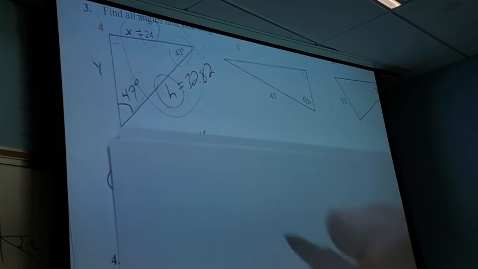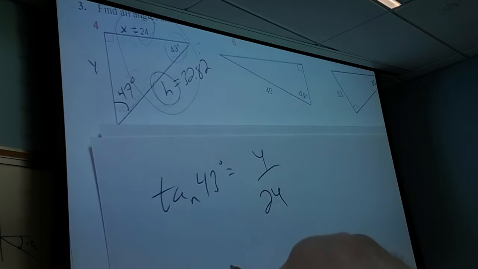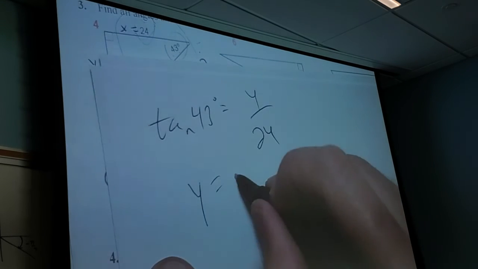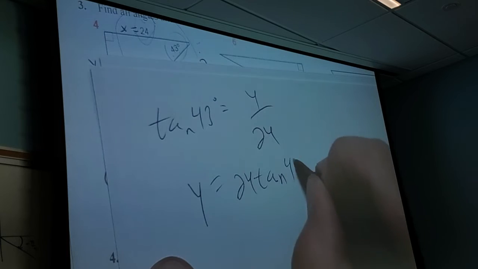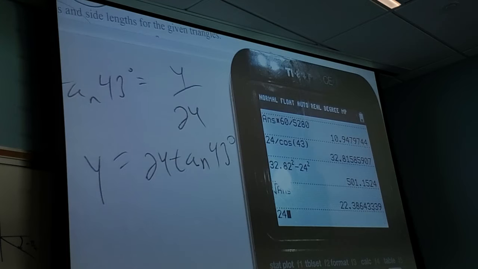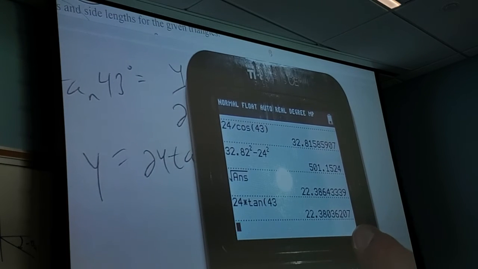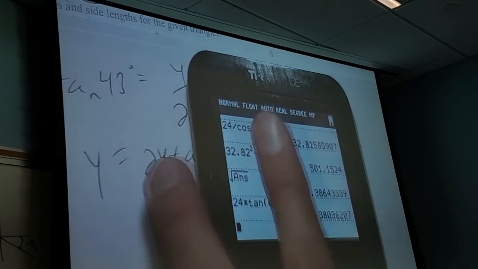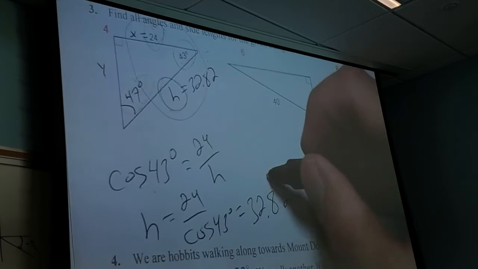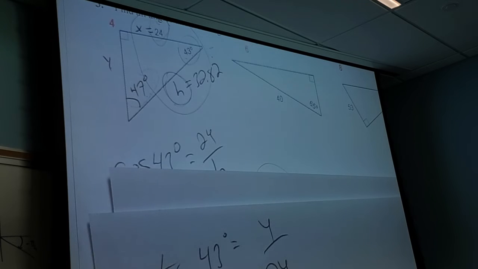I could solve for y a different way. Like Christian just said, tangent of 43 would be y over x. So y would be 24 times tangent of 43. Let's see what we get if we do that. 24 times tangent 43. I get the same thing basically, right? Why is it not exactly the same? Because I rounded this, didn't I? But I get basically the same thing. Is that cool? So you're completely right. There's more than one way to get that last side.